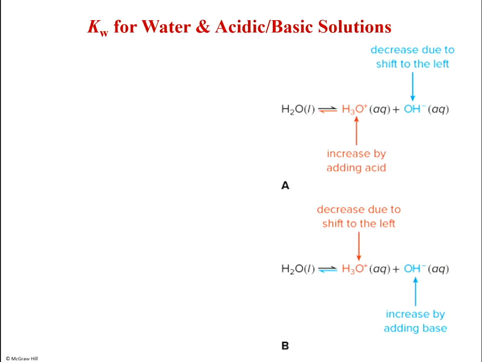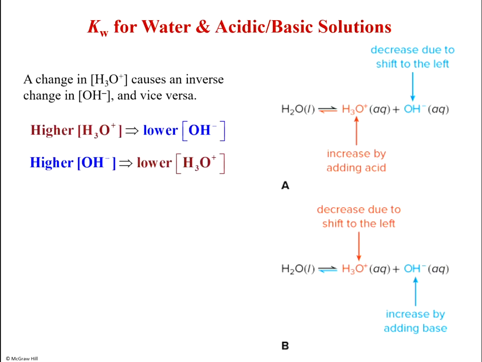Now, how does Le Chatelier work here? Well, we see that in reaction A, if we increase the acid concentration, that will increase H3O plus on the product side. Therefore, the hydroxide concentration will need to decrease because the product has to be constant. And correspondingly, in reaction B, if we decrease the acid concentration, the hydroxide concentration will necessarily increase. So, higher hydronium, lower hydroxide. Higher hydroxide, lower hydronium.